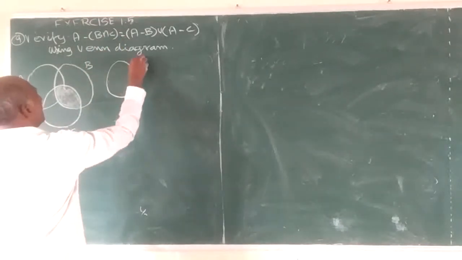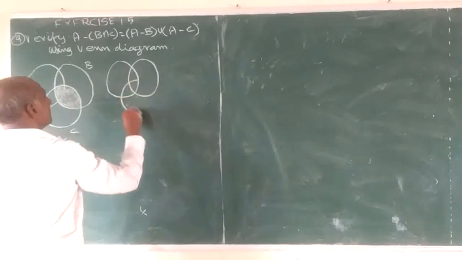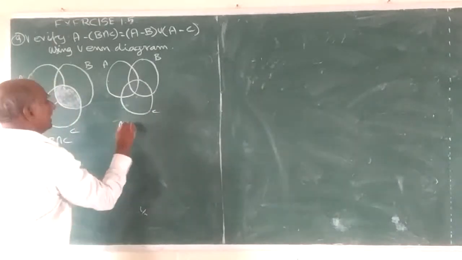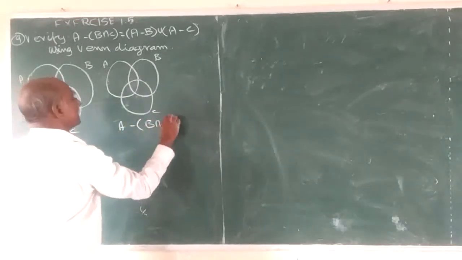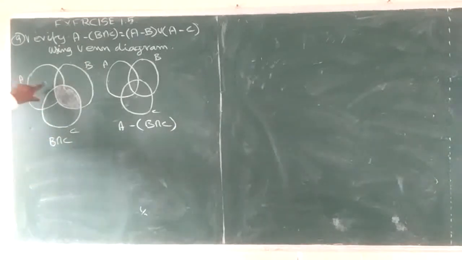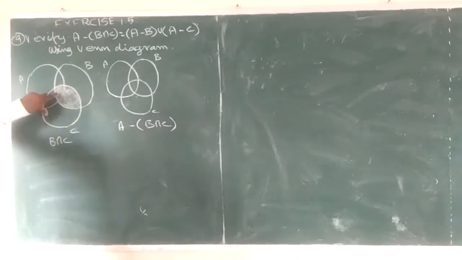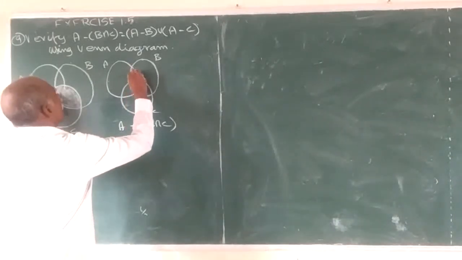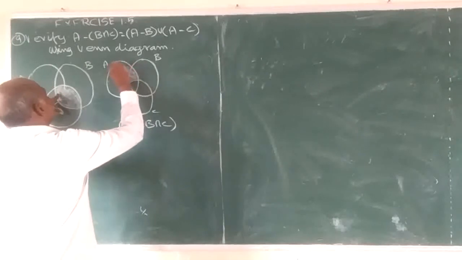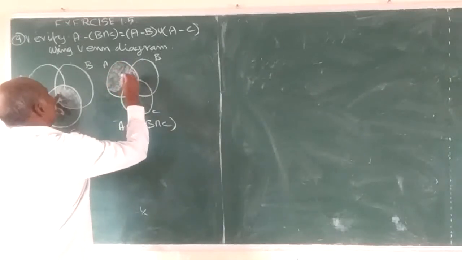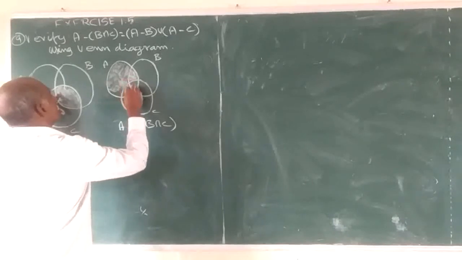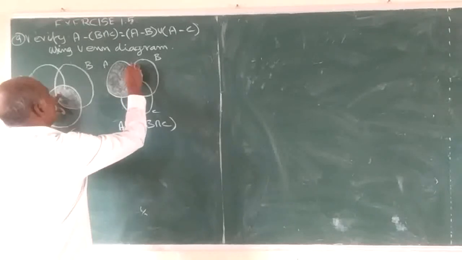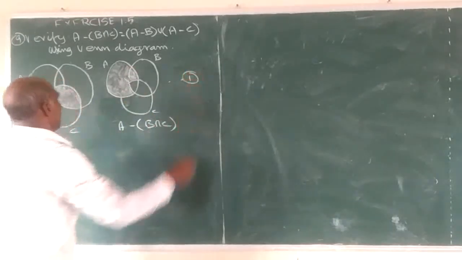Next, A difference B intersection C. Draw once more 3 sets. Name them as A, B, C. Here A difference B intersection C means you omit this portion in the A part. So the remaining portion you have to shade. This portion fully, and this portion also. This is A difference B intersection C. This is equation number 1 there.